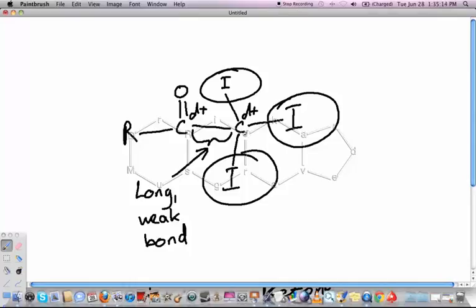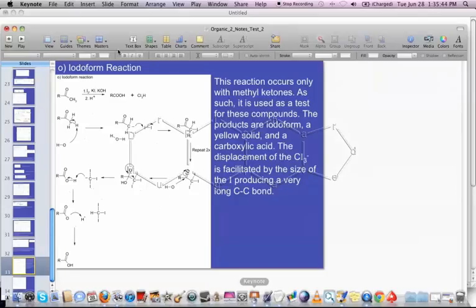What's happening is that we have three iodines attached to a carbon connected to a carbonyl group. What this does is it has two delta pluses right next to each other, and we've got these three iodines here as well. These are big atoms, and what this does is it makes this bond particularly long and therefore particularly weak. And if this bond is weak, it means it can be broken.